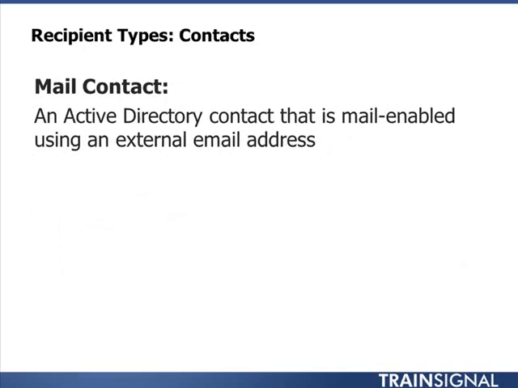The next recipient type is contacts. Now, there are two different types of contacts, and they're similar, except that they have one unique difference. So the first is a mail contact. This is an Active Directory contact that is mail-enabled, using an external email address. So when you create a mail contact, there is an Active Directory object that's created, and it's a contact object, and it's mail-enabled in that there's an external email address. Let's say it's a yahoo.com, a hotmail.com, or whatever. It can be another company.com. It doesn't matter.